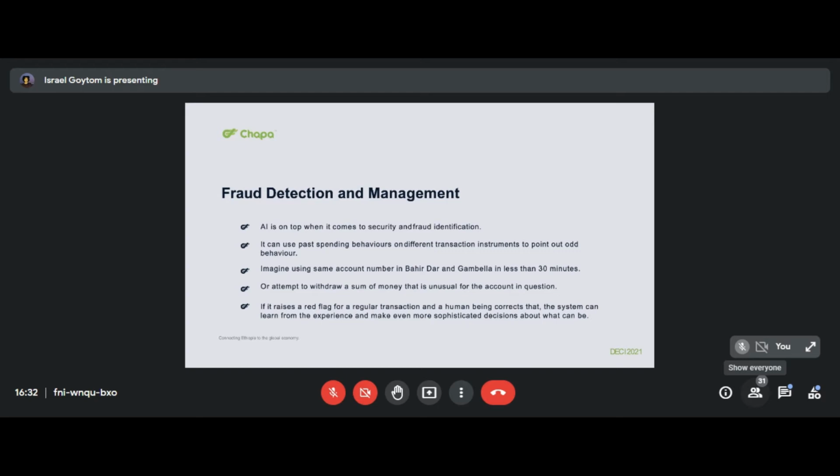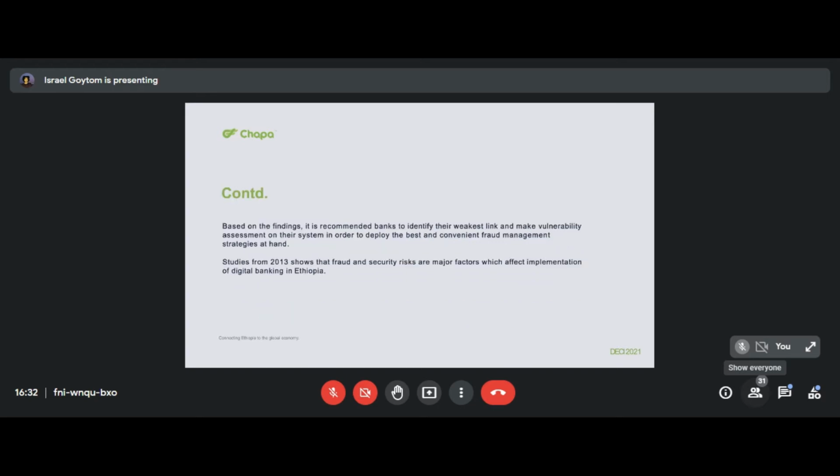So this is for regular and irregular transactions, where we try to set points, right? Whenever there is a red flag for a regular transaction, which means the transaction is valid but the model is predicting it as fraud, then a human being will correct that. Then the model will learn from the experience and make more robust and sophisticated decisions about that specific case.